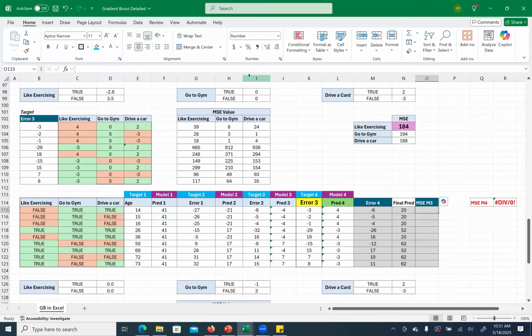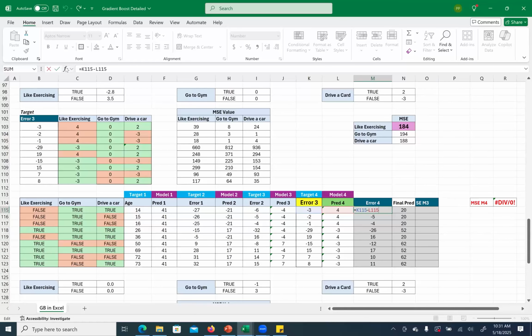And then my square error is going to be actual value. Sir, what is error 4 here? Can you please explain? Just the equation. Yeah. Error 4 is nothing but error 3 minus prediction 4.